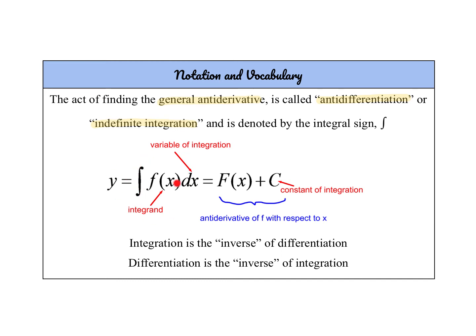We do the integral symbol, and then we write our function, which is called the integrand, and then we have this variable of integration, which shows what you're differentiating with respect to. And then this would equal our general antiderivative. So we have our antiderivative with respect to x, and we want to make sure to include that constant of integration.